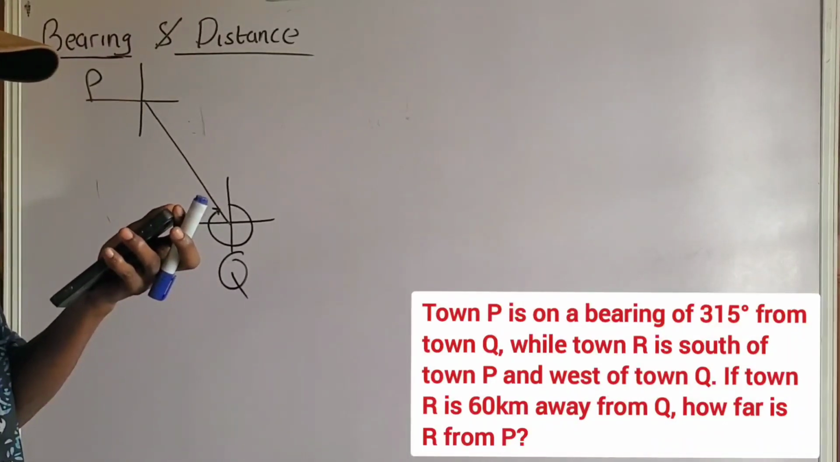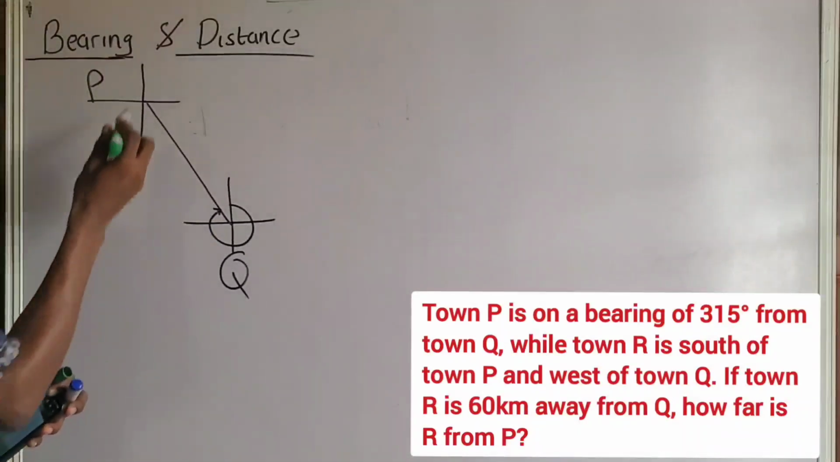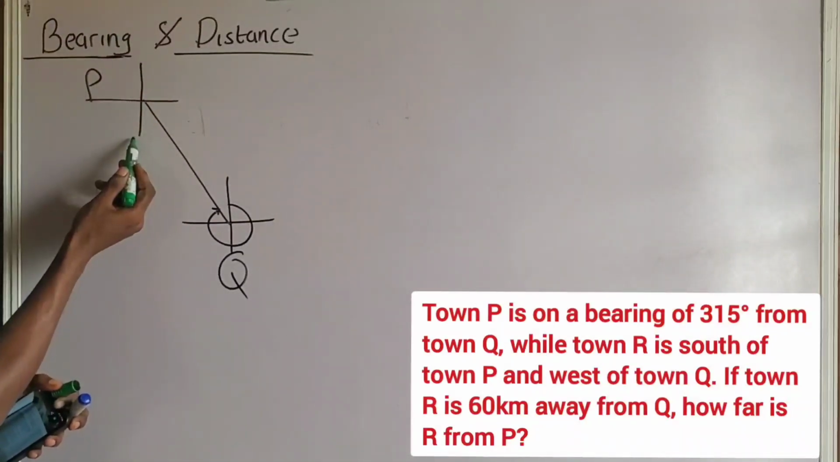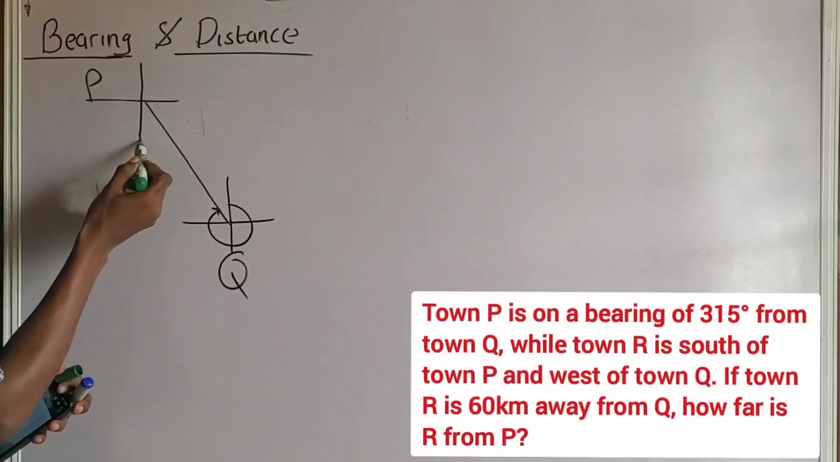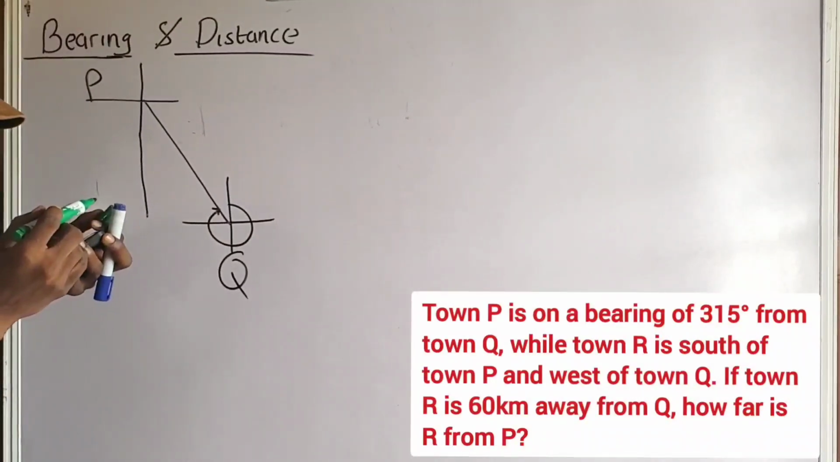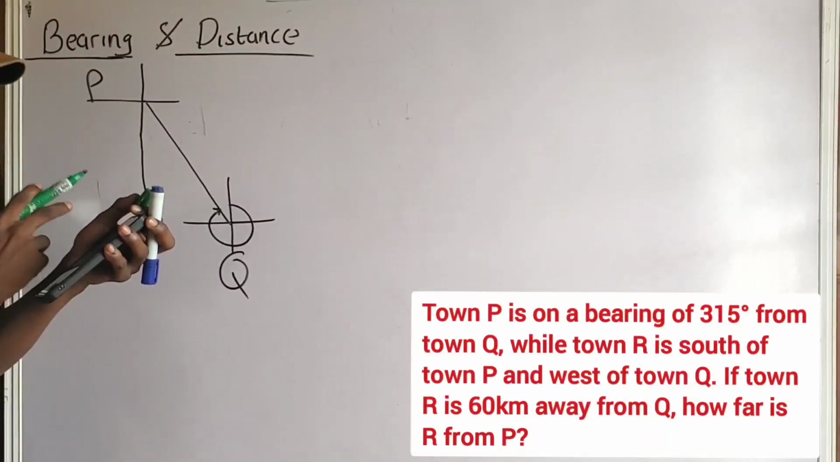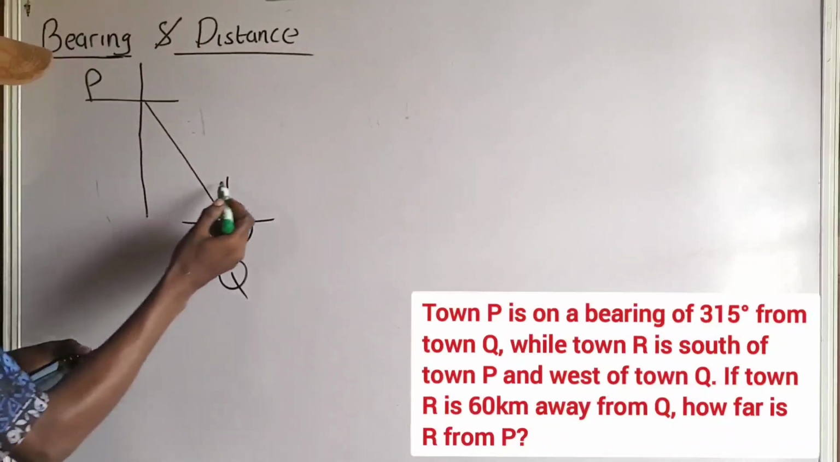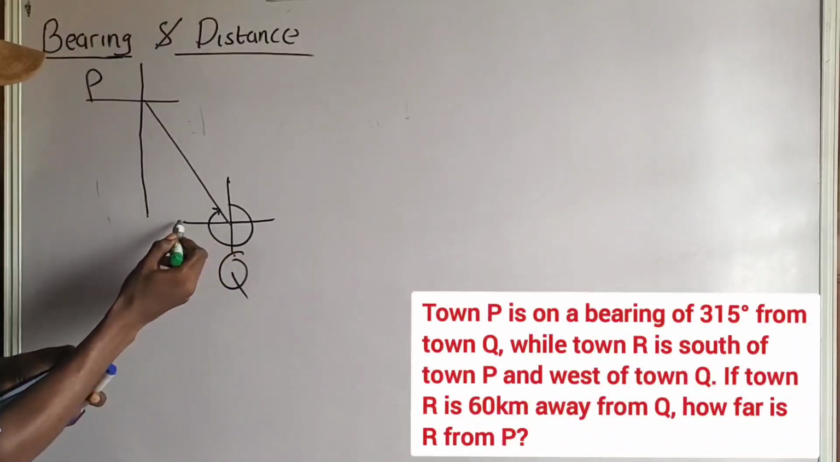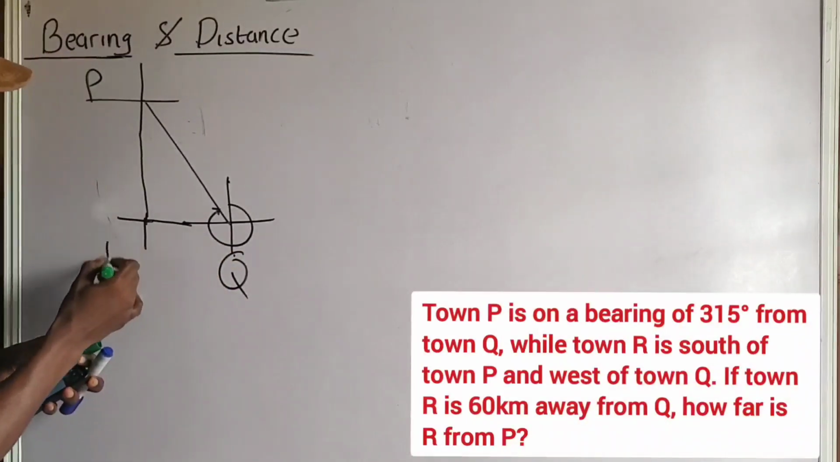Why town R is south of town P? Okay, now this is north and this is south. Are you getting it? So this is the south of town P. Town R is south of town P and west of town Q. So north, south, west. So it is west of town Q. So this will be town R.